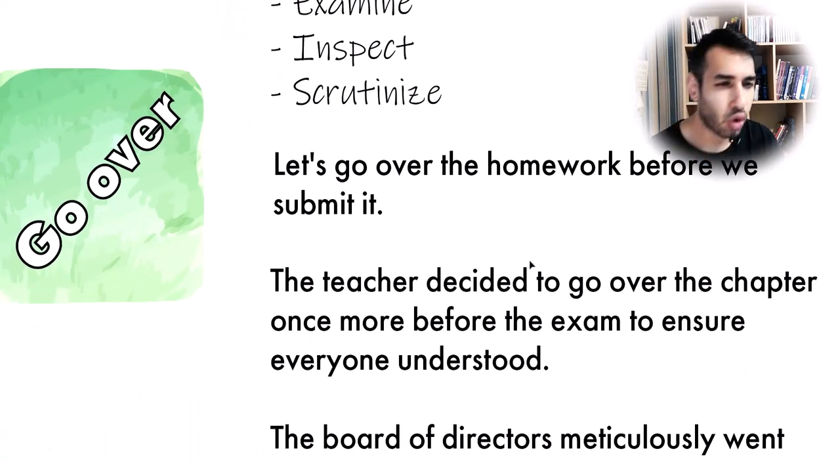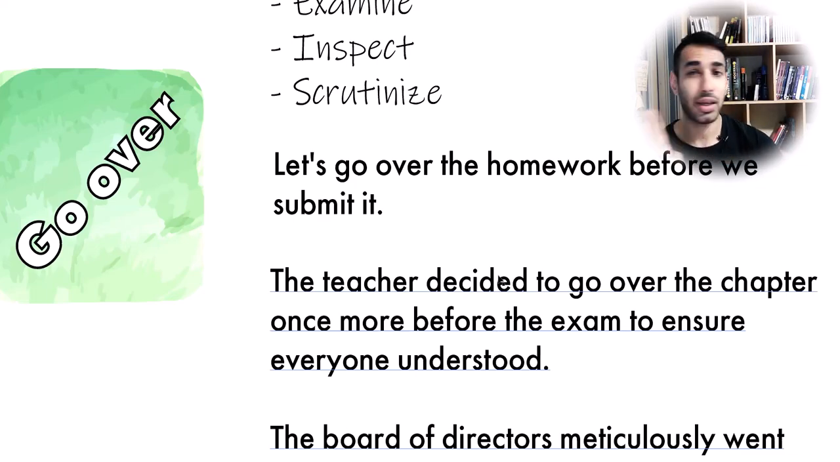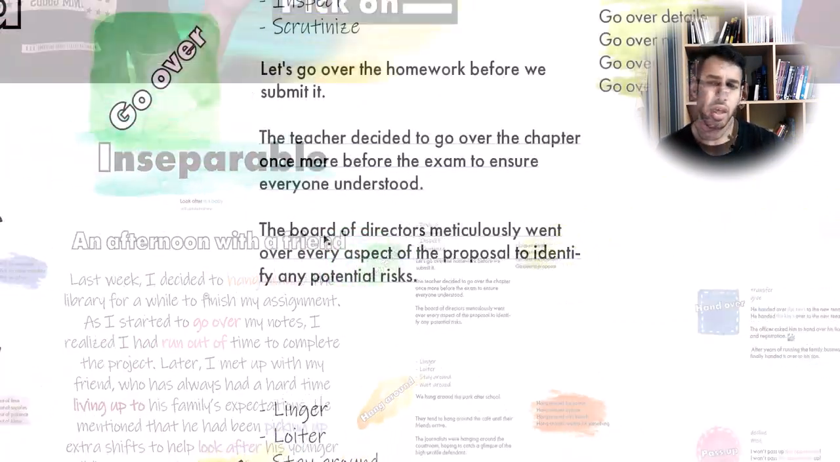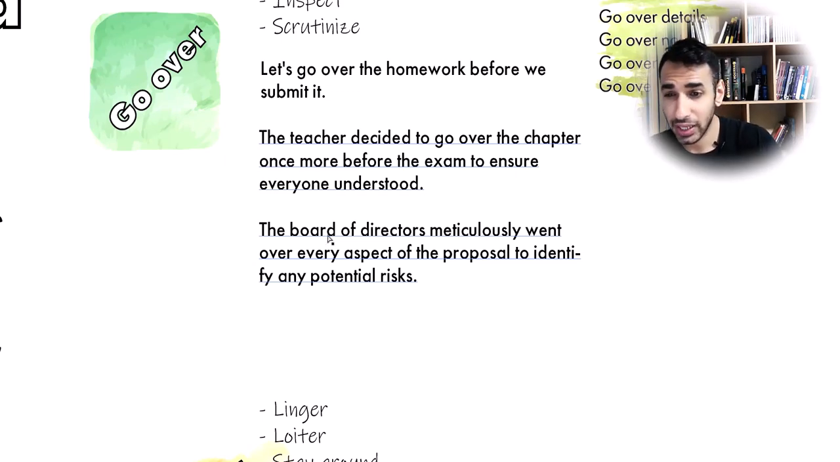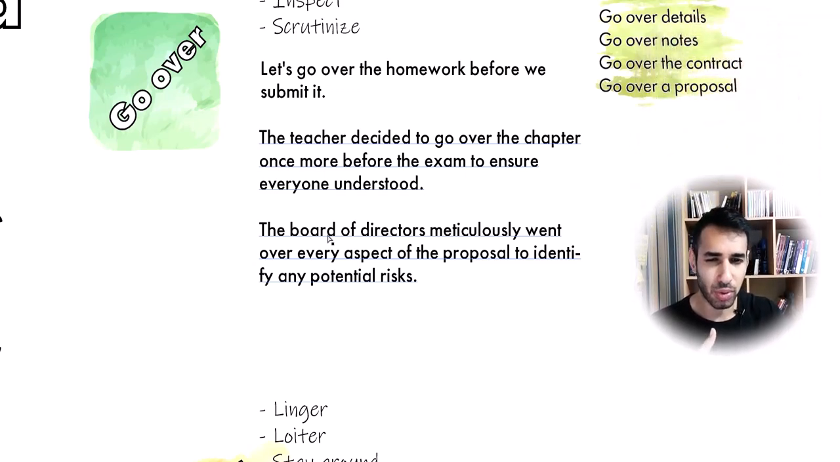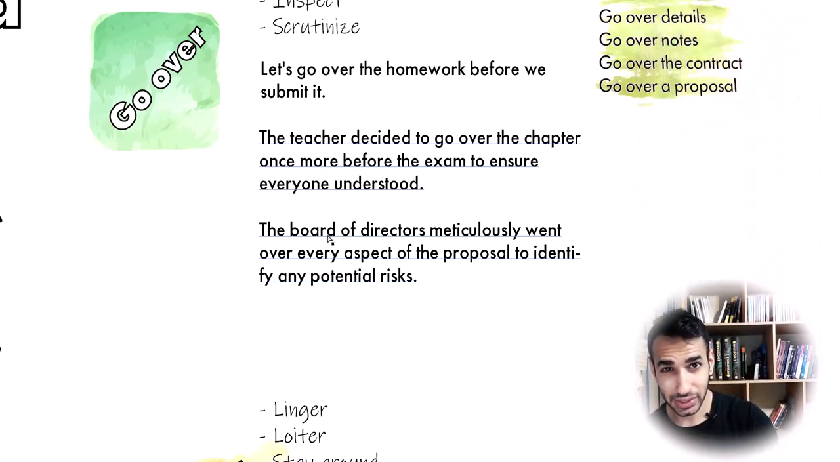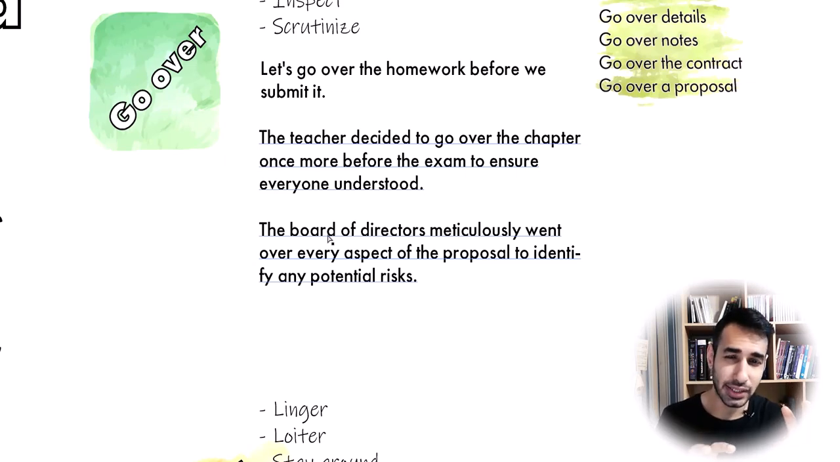The teacher decided to go over the chapter once more before the exam to ensure everyone understood. As a teacher, it is important to go over the details, the lesson, one more time to make sure that my students are ready for the exam. The board of directors meticulously went over every aspect of the proposal to identify any potential risks. So before accepting a proposal, you need to go over it in a business context because there are some risks that you need to be aware of to avoid. So go over any application or proposal before taking any action.